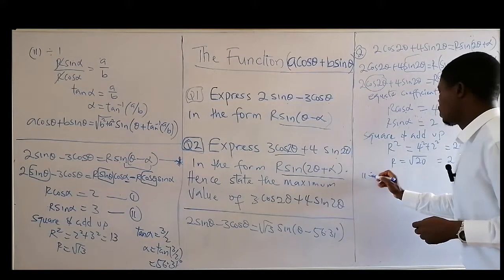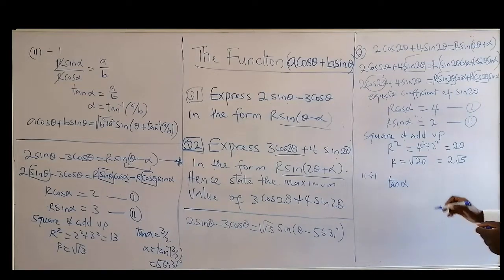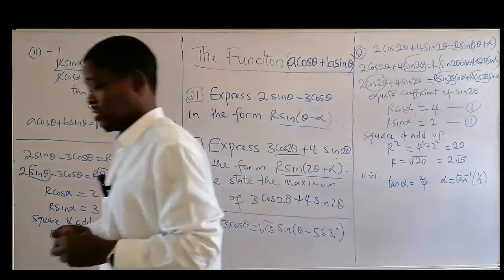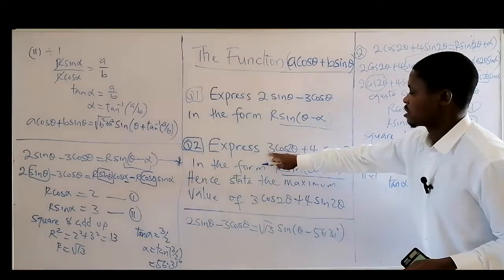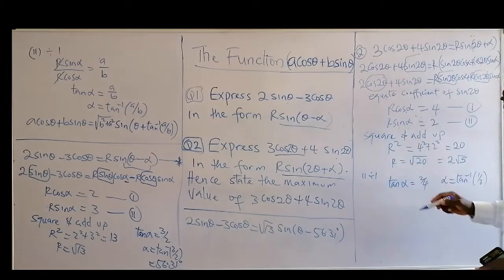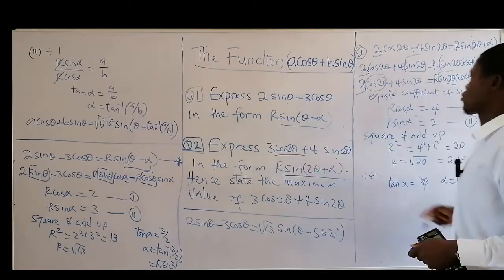Divide 2 by 1. If you do that, you have tan alpha equal to 2 over 4. So alpha is arctan 1 over 2. Okay, I think that should be 30. Let's check the calculator. So look here, 2 cos 2 theta. The coefficient is 3. I don't know why I changed the question. You can see it's 3 in the question.